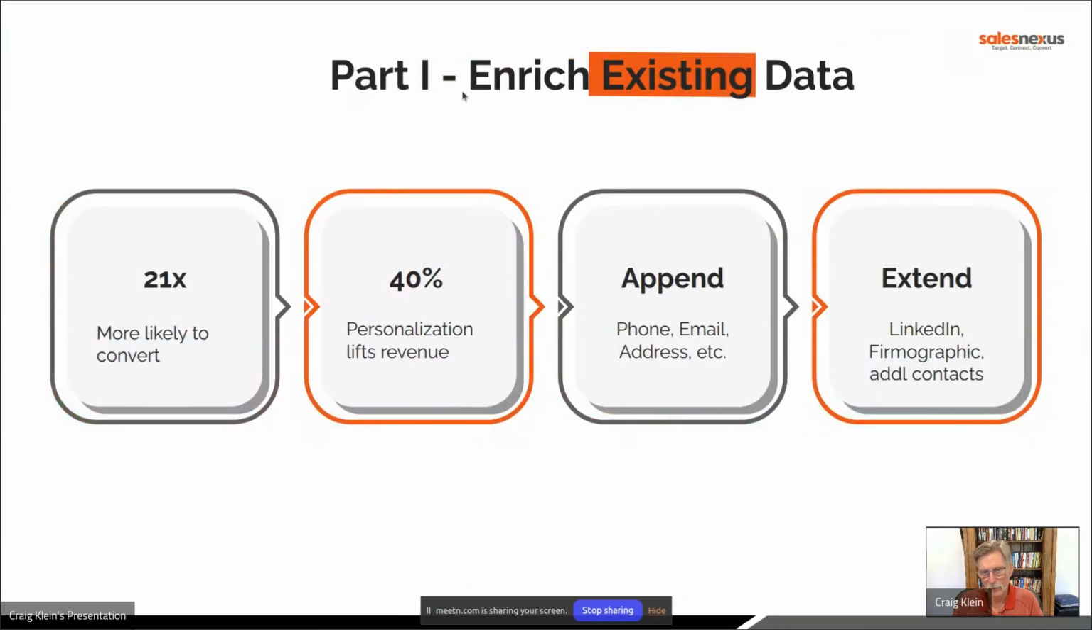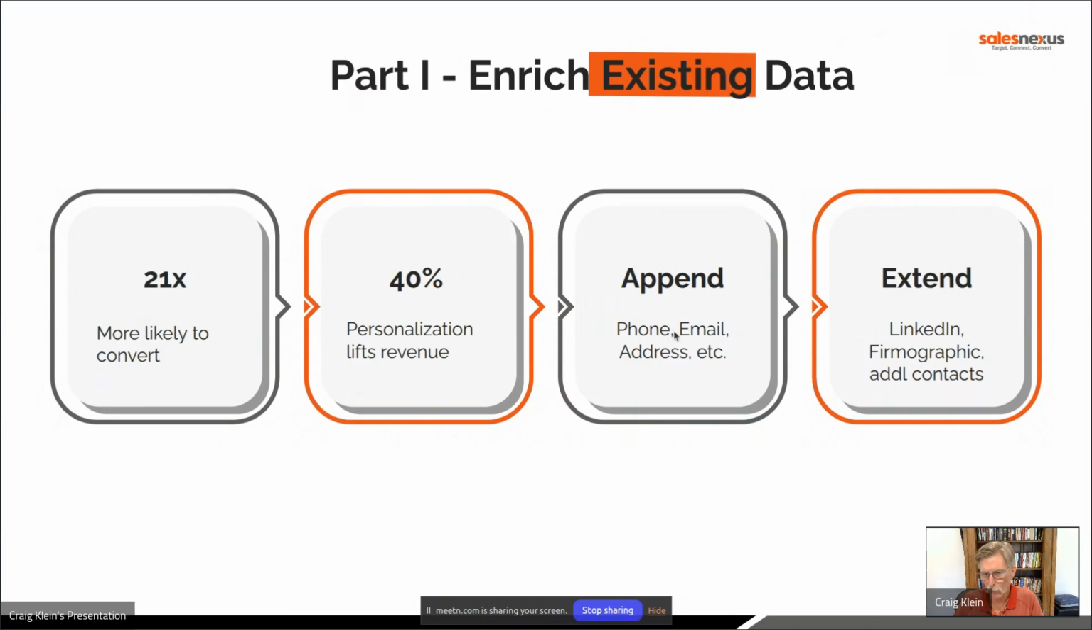Okay, so let's talk about enriching your list first. Again, some more numbers. 21 times more likely to convert when you have accurate data that allows you to personalize, right? That's pretty powerful. Personalization lifts revenue by 40%, based on that study we looked at earlier.